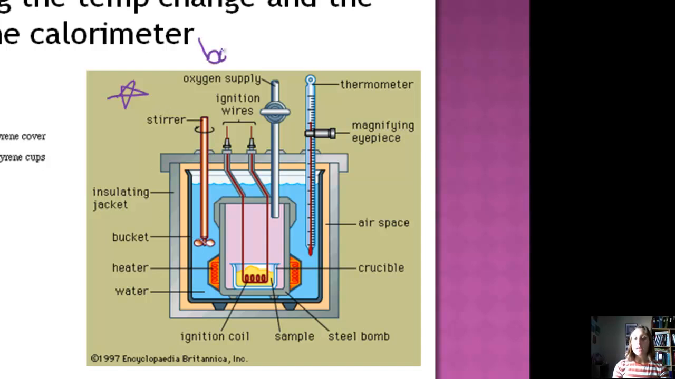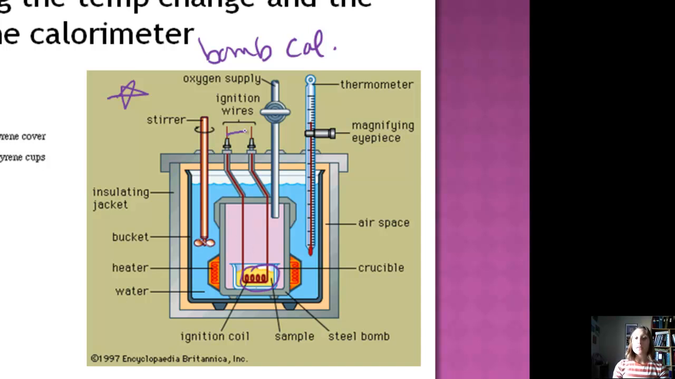This is actually called a bomb calorimeter. Kind of looks like a bomb. Everything's contained. We've got oxygen supply into the substance because you need oxygen to burn. It's totally insulated. We've got water surrounding it so we can pick up the heat given off by the substance.